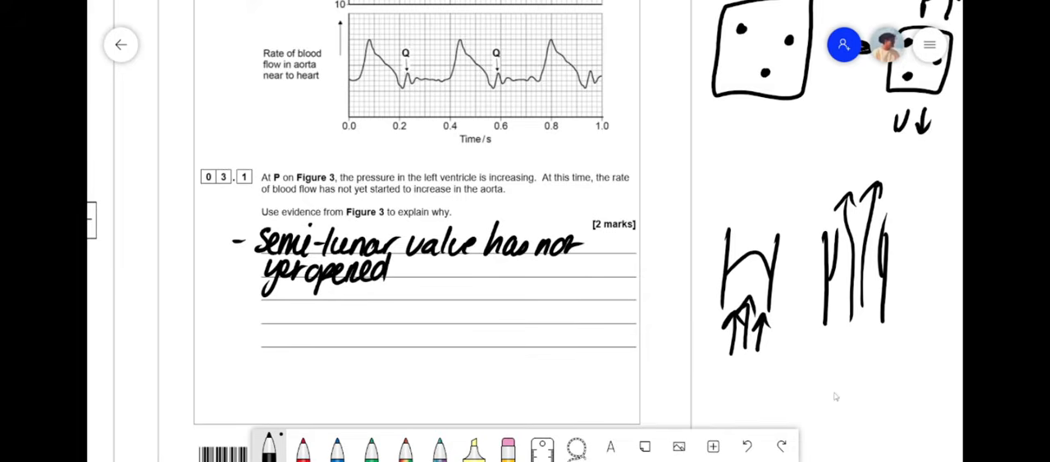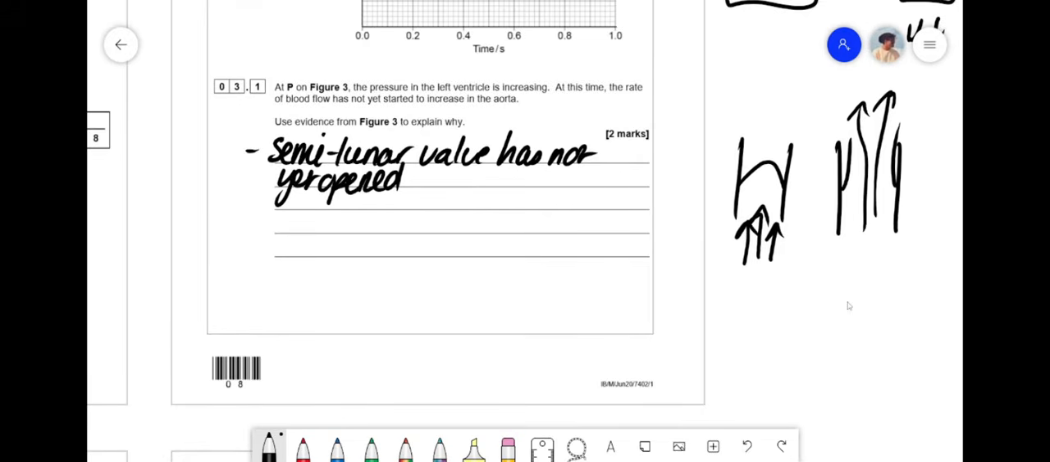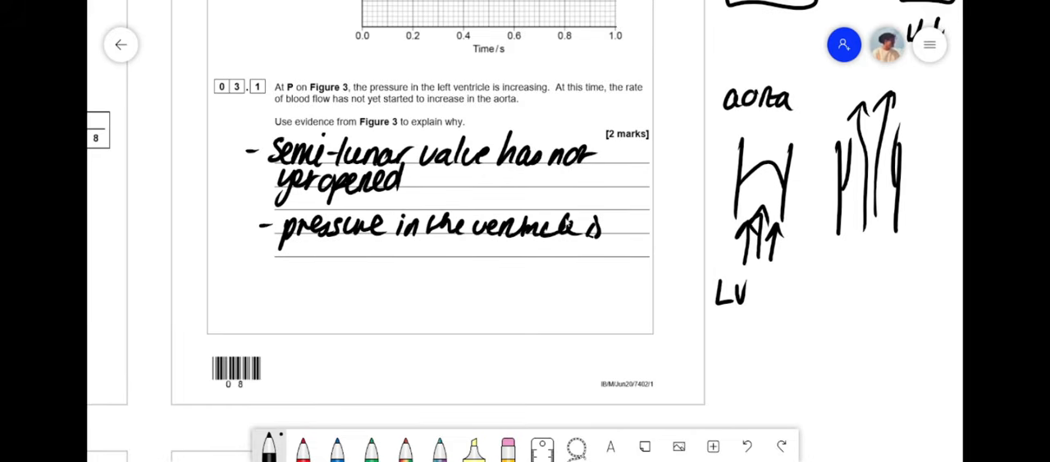The pressure behind valves has to be higher. So if the pressure behind the valve is higher, then it will open. So what's behind the semilunar or aortic valve? The left ventricle. What's after it? The aorta. So you need to say that the pressure in the left ventricle has to be lower than in the aorta, doesn't it? Or else it wouldn't work. So you would have to say the pressure behind the valve, which is in the ventricle, so the pressure in the ventricle is less than the aorta.